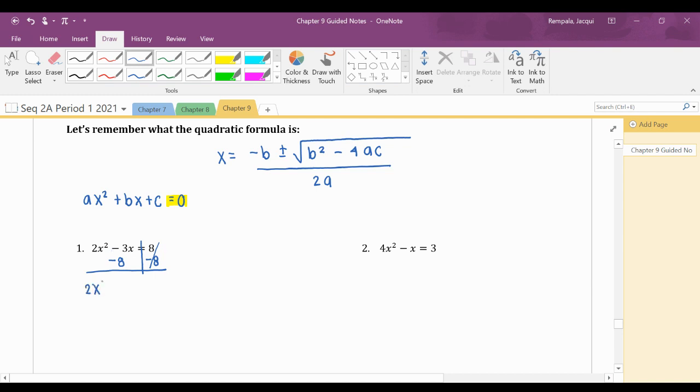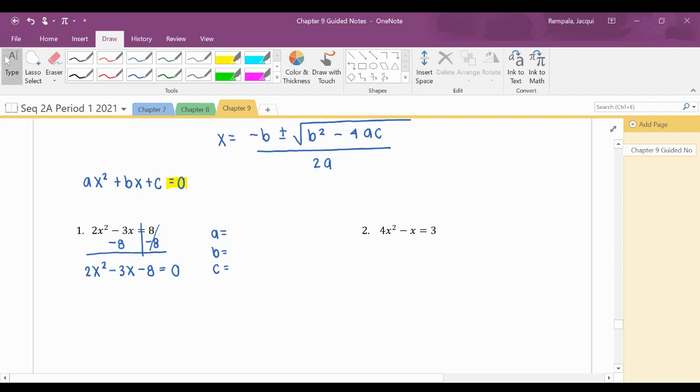The thing is, none of those are like terms. So I don't have to try to combine anything. And I want to put that number at the very end. So we'll have 2x squared minus 3x minus 8 equals 0. Now we have everything we need to identify the a, the b, and the c. So then we can start substituting that into our quadratic formula.